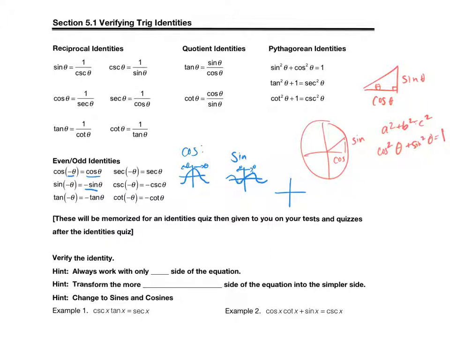Tangent of theta, remember, is centered at the origin, so it looks something like this. If I go theta this way and theta this way, it's very clear to see that the values are not the same. So the tangent of negative theta equals negative tangent of theta. And cotangent is the same format because it is 1 over the tangent of theta, so again it has that same property. Now, you do have to memorize these for an identities quiz that will come up very quickly, but after that we will give you the identities to use on tests and quizzes.